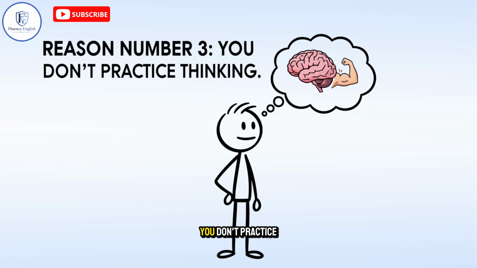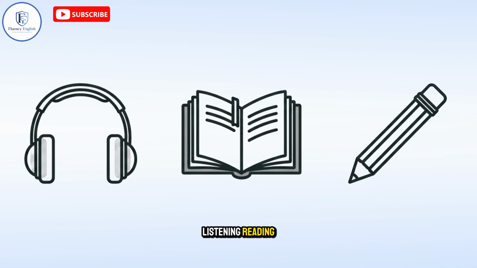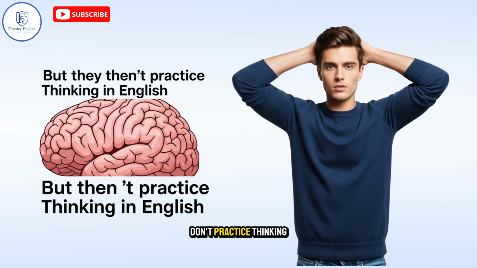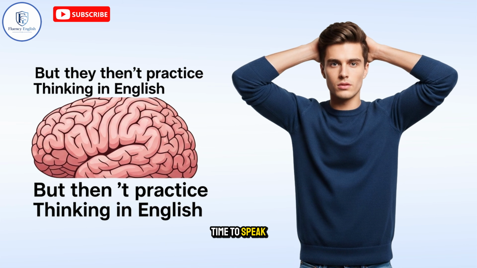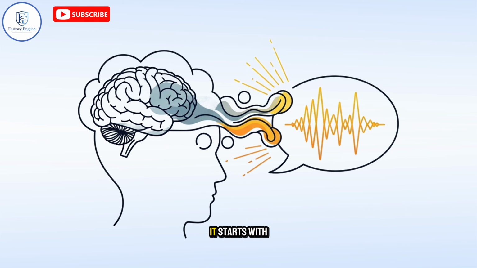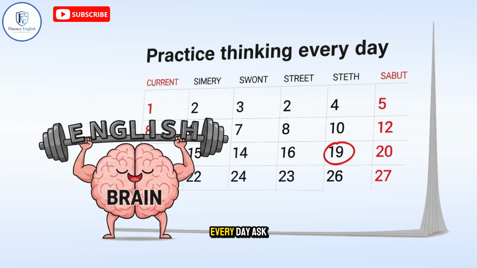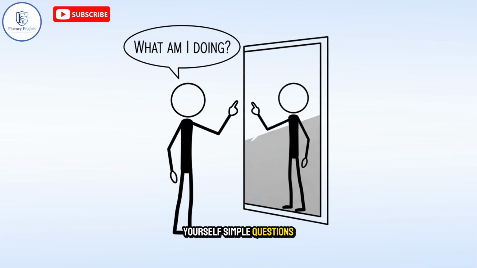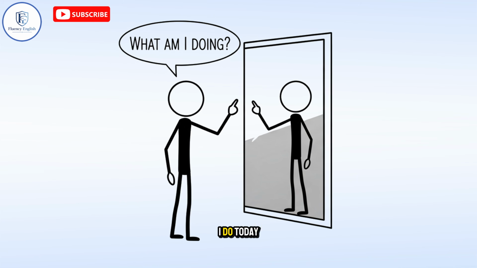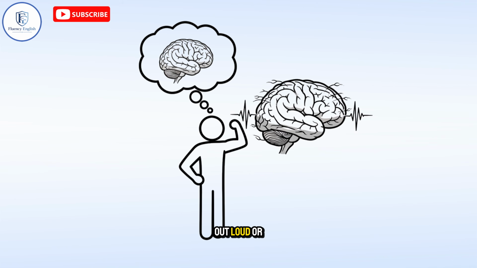Reason number 3, you don't practice thinking. Most learners practice listening, reading, grammar, but they don't practice thinking in English. So when it's time to speak, their brain has no training. Speaking is not just about speaking. It starts with thinking. If you can't think in English, you can't speak in English. The solution? Practice thinking every day. Ask yourself simple questions. What am I doing? What did I do today? What will I do tomorrow? Answer them in English, out loud or in your head. This builds your idea muscle.